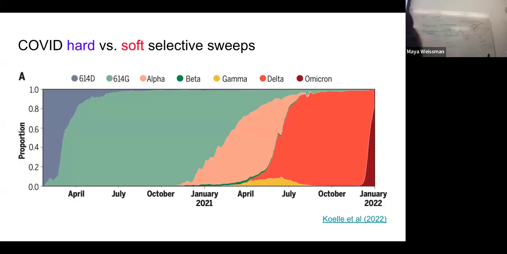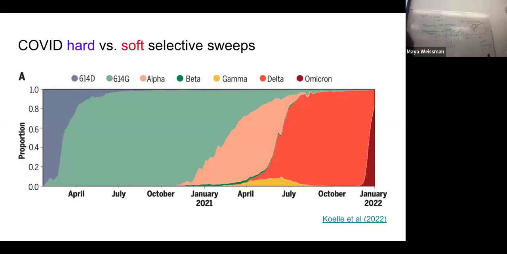But the point I'm trying to make here is, in the first half of the pandemic, before say January 2021, does that look like a hard sweep or a soft sweep? Yeah, so this here looks like a soft. Why does it look like a soft? Why does this look like a soft sweep to you?